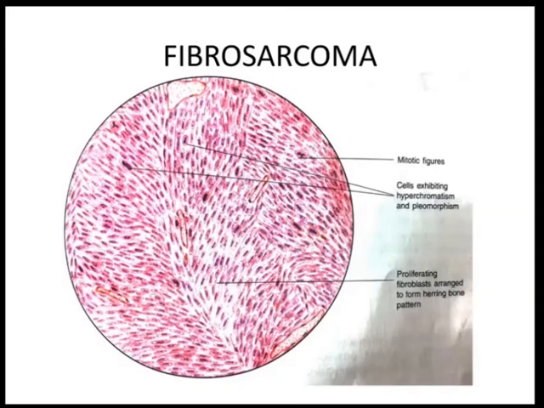Fibrosarcoma. This is a malignant connective tissue tumor. Here you can see a characteristic herringbone pattern of the proliferating fibroblasts.